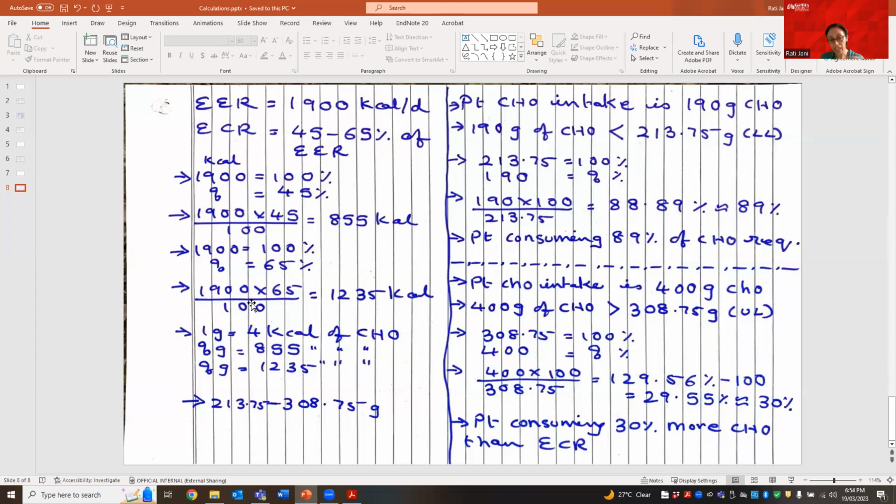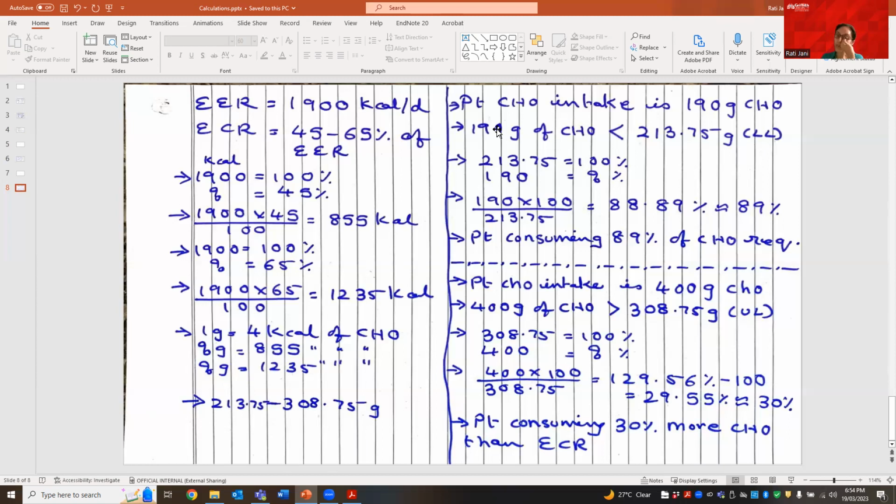Okay, so again, you do the same thing, which is cross multiply. And then what is the answer that you get? The answer you get is 213.75. That is the 45% of the carbohydrate. And what does 65% of carbohydrate look as? 308.75 grams. Okay, so now I have the answers in grams, that this is the amount of carbohydrate minimum to the maximum that the person should be consuming in a day.